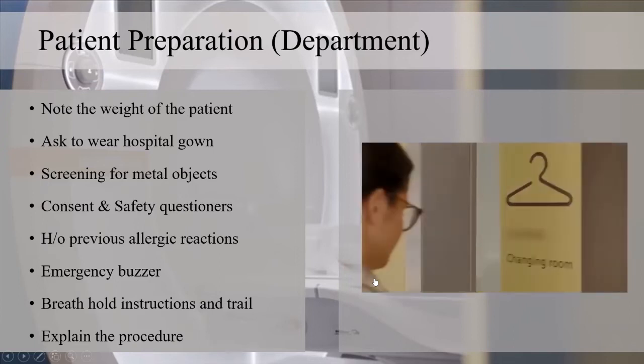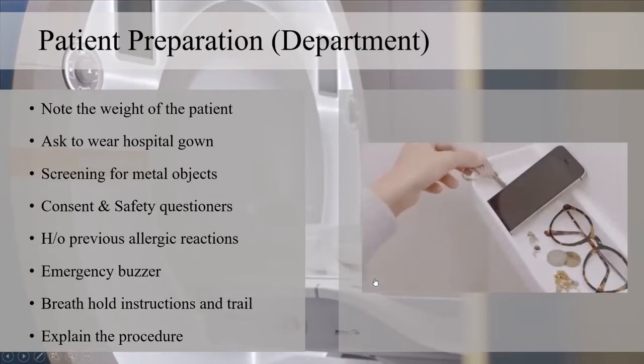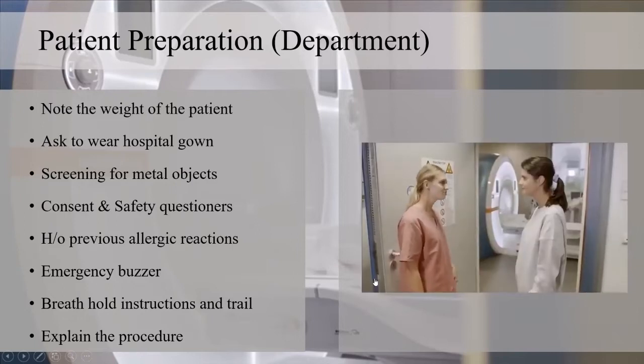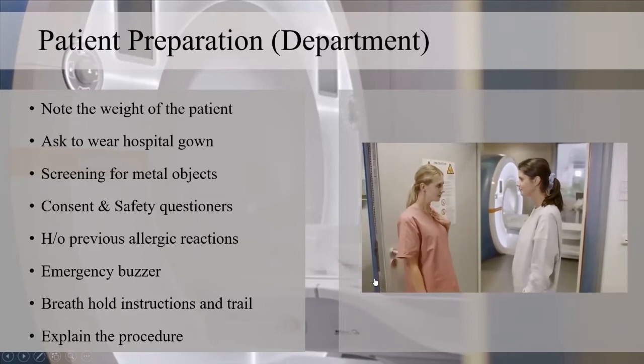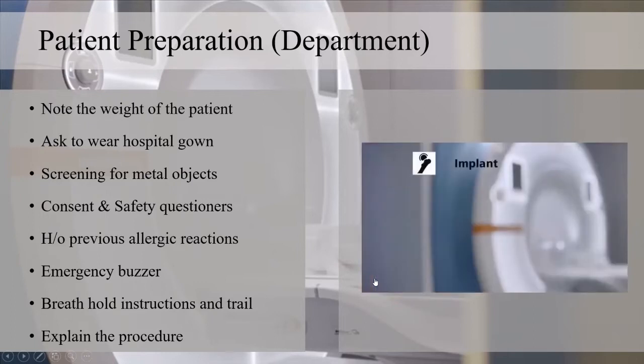We'll take the patient to the changing room. Here we'll also ask the patient to remove the metallic objects. The patient has to remove the metallic objects, and any other objects the patient has, including phones, keys, etc. Then a screening for metal objects should be done. These include implants, pacemaker, prosthesis, denture, stents, etc.